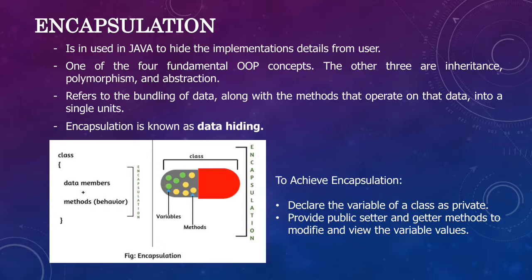But the question is, why do we need encapsulation? The main reasons are, first, better control of class attributes and methods. Second, class attributes can be made read-only or write-only. Third, it makes Java code very flexible. This means the programmer can change one part without affecting other parts.